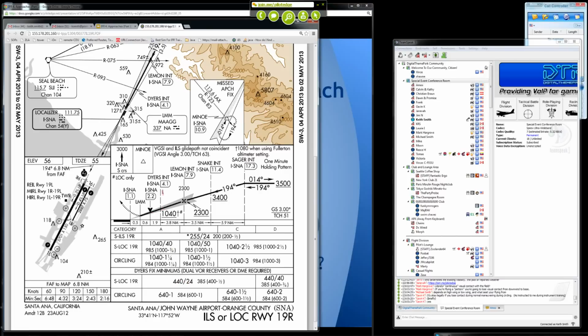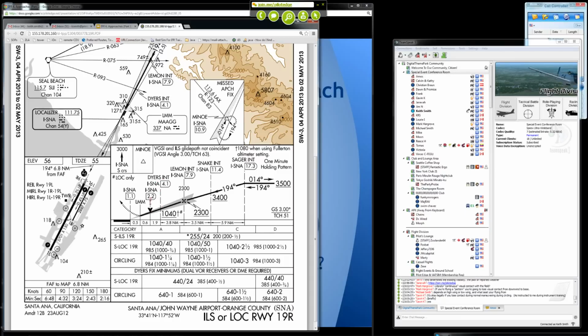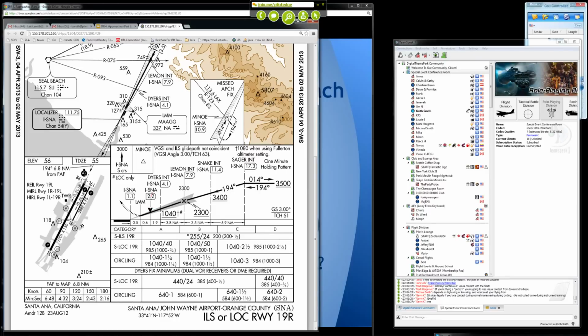So that's how the non-precision is different from the precision. We now care about DYERS. I also mentioned that there's a VDP here. VDP is called Visual Descent Point. Let's talk about how this would work if this wasn't here for a minute. So let's ignore the VDP again.